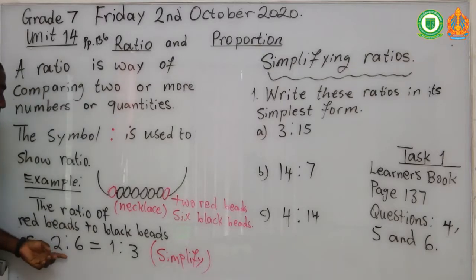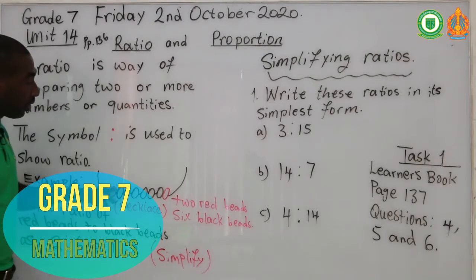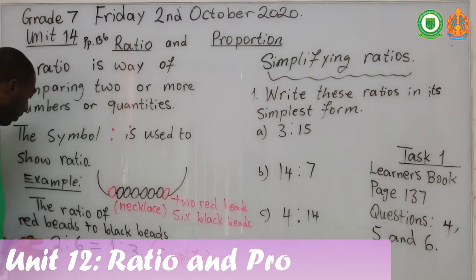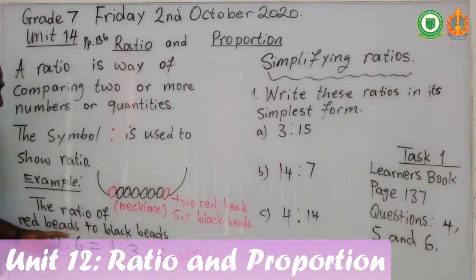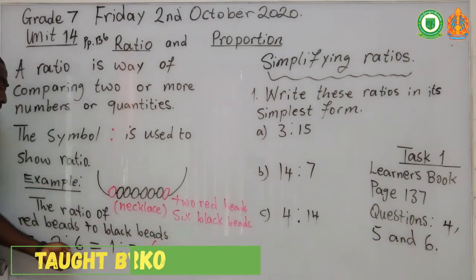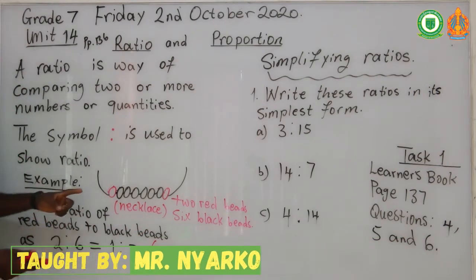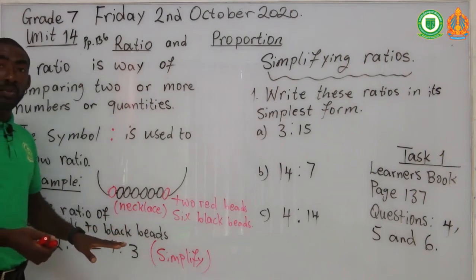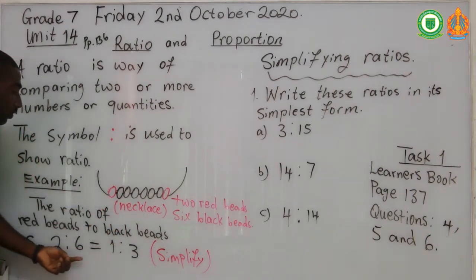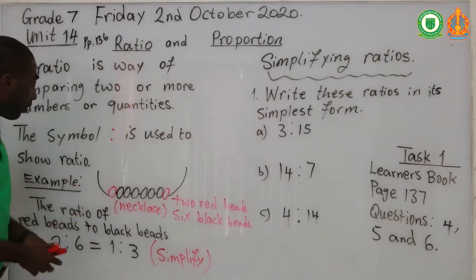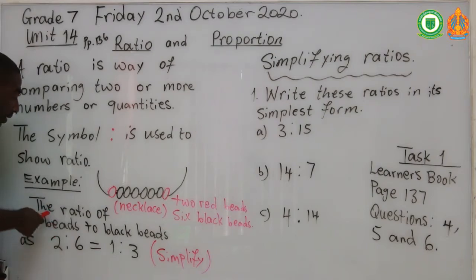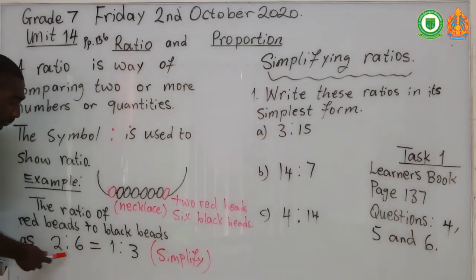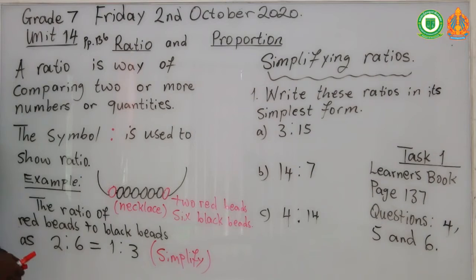So the ratio is 2:6. That means there are 2 red beads here, and there are 6 black beads. So the ratio of red beads to black beads is 2:6. Again, if you want to change your words, it doesn't matter which one you want to write first. Either you write 2 first, or you write 6 first. It all depends on the statement that you make. So the statement here is that the ratio of red beads to black beads is 2:6. So that is the ratio.